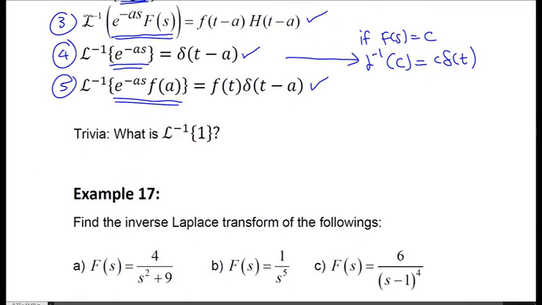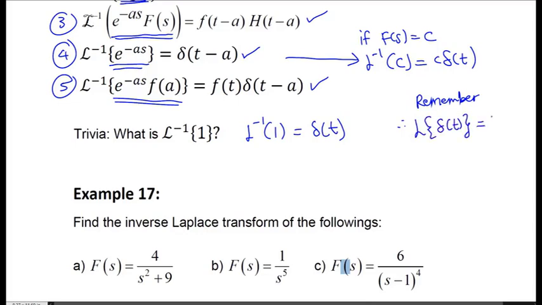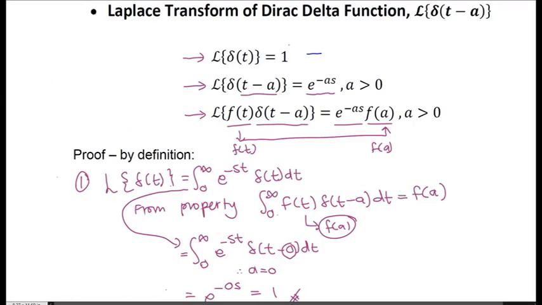Okay, trivia: what is Laplace inverse of 1? The answer is delta(t). You remember back, Laplace of delta(t) is equal to 1, so Laplace inverse of 1 is equal to delta(t). You can refer to this, the right delta function. So Laplace of delta(t) is equal to 1, and Laplace inverse of 1 is equal to delta(t).